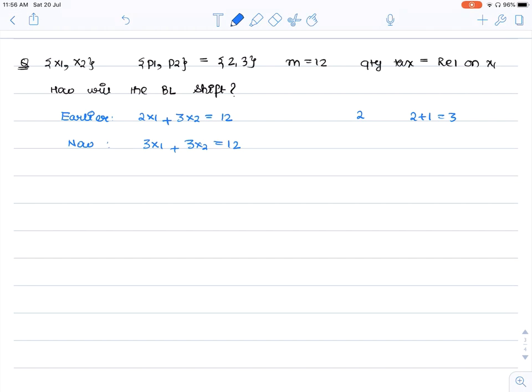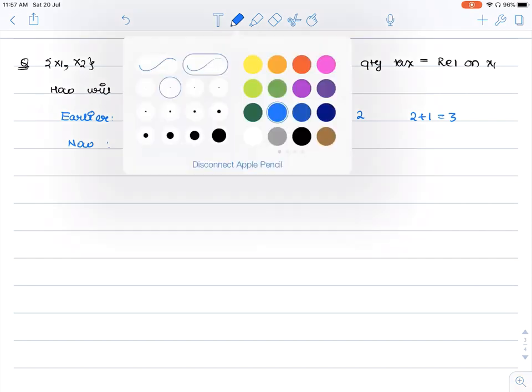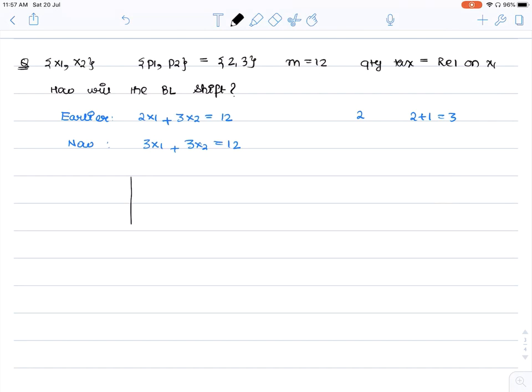You can also draw this budget line. So if you draw the original budget line, you have x1 on the horizontal axis and x2 on the vertical axis. When x1 is 0, x2 is 12 by 3, which is 4, and when x2 is 0, x1 is 12 by 2, which is 6.